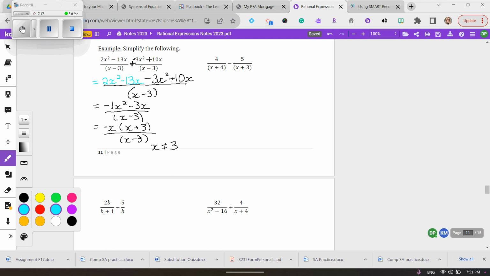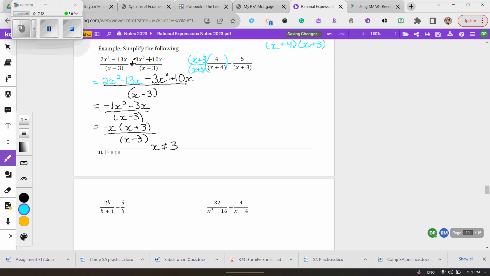So the next one, I now have two binomials. I have an x plus 4 on the bottom of my first fraction and an x plus 3 on the bottom of my second fraction. So if that's the case, it's actually not as hard as it looks. We're just going to make the lowest common denominator x plus 4 multiplied by x plus 3. So essentially, I'm going to take the first fraction and multiply it by the denominator of my other fraction. So I'm going to multiply this one by x plus 3, and then whatever I do to the top, I must do to the bottom.